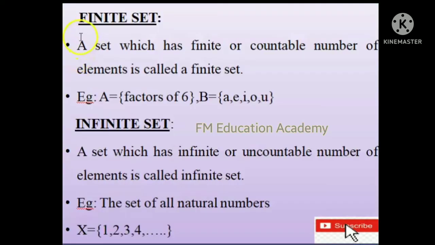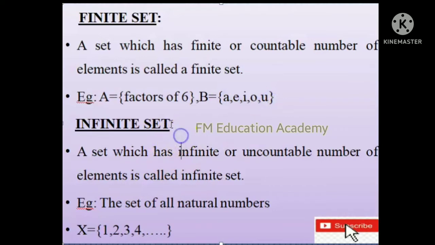Now the next one is finite set. What do you mean by finite set? A set which has a finite or countable number of elements is called a finite set. For example, when the elements end in any set, they are called a finite set. A singleton set is also a finite set. So example, A is equal to factors of 6. What are the factors of 6? I know 2, 3, 1, 6 are the factors of 6. Only 4 factors are there for 6. That is why factors of 6 is a finite set. Similarly, A, E, I, O, U, these are vowels in the English alphabet. So these are also finite sets since they end.